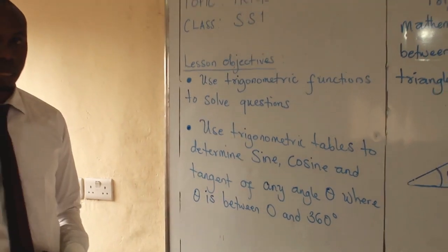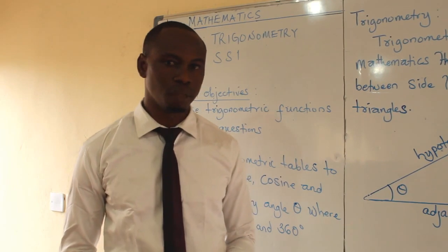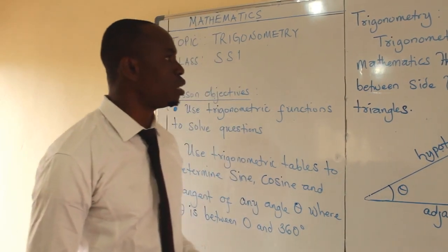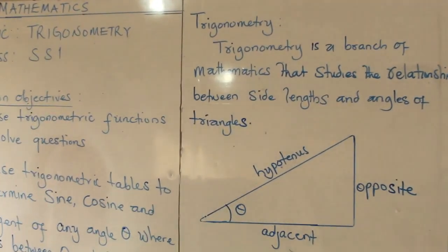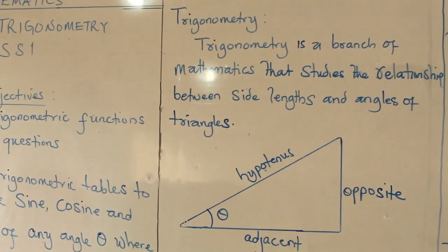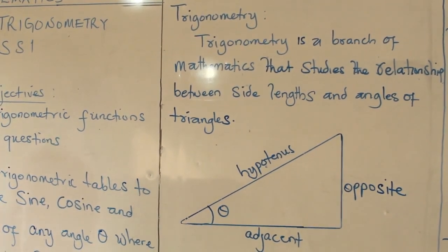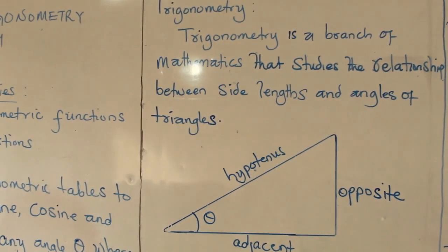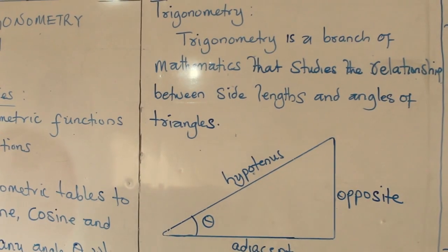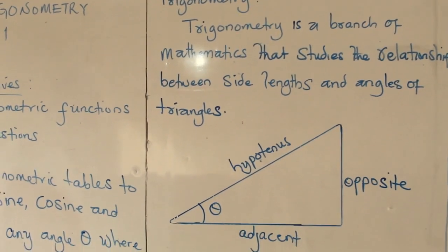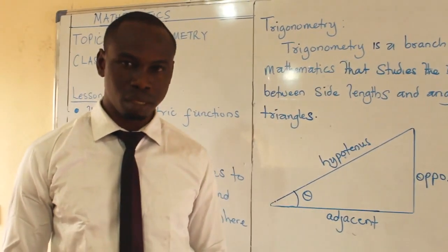Before we do this, we have to first of all understand the meaning of trigonometry. Trigonometry is a branch of mathematics that studies the relationship between side lengths and angles of triangles. I say that again: it is a branch of mathematics that studies the relationship between side lengths and angles of triangles. You can agree with me that there are many triangles in this topic.